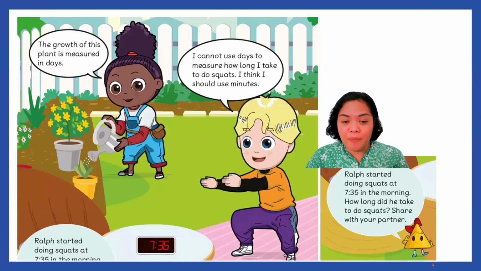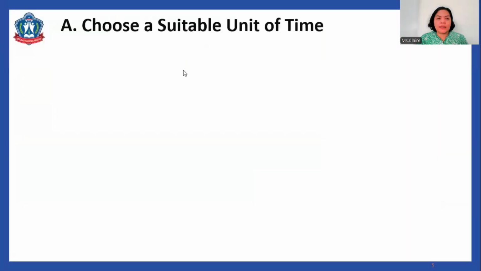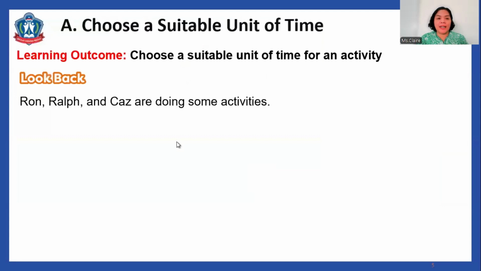Is he correct? Look at this one, children. He started doing the squat at 7:35. And the clock shows 7:36. How long? Yes, it's only 1 minute. So he is correct that squatting can be measured by minute. Okay, children, let's start with lesson 1, choosing a suitable unit of time.